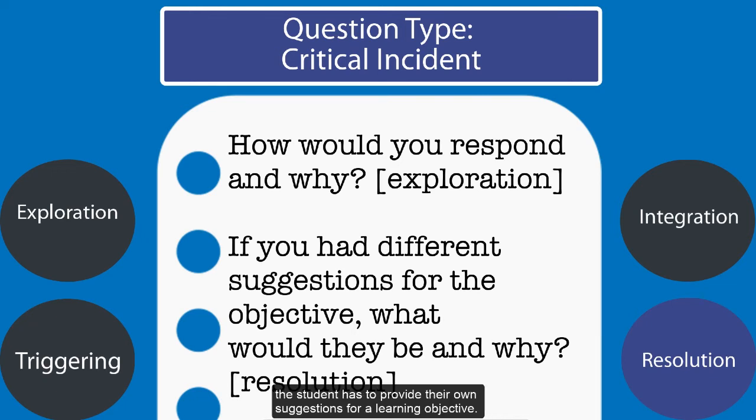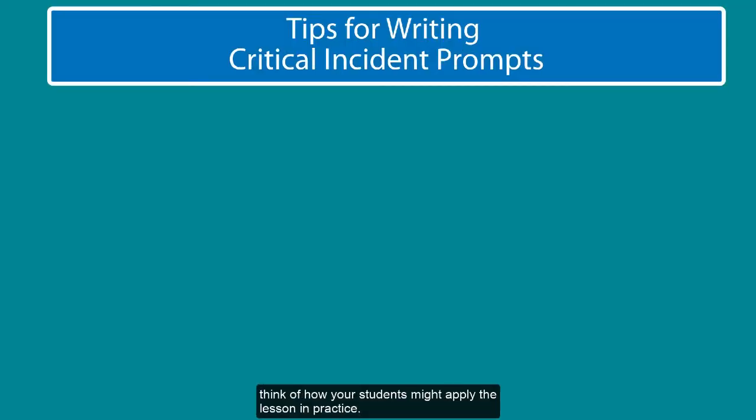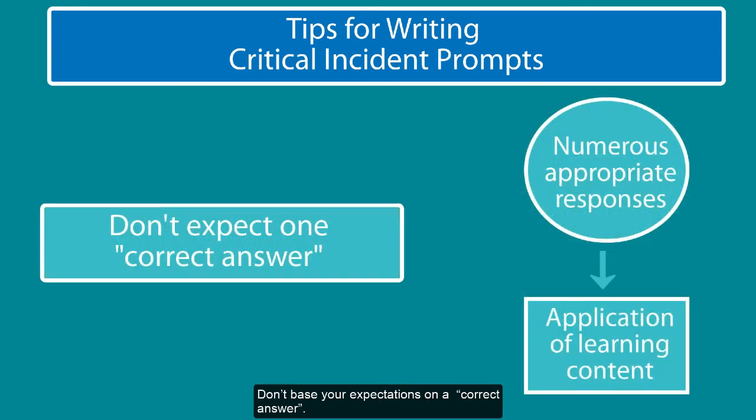The student has to provide their own suggestions for a learning objective. Here, the student must independently apply what they've learned, and there is no direct solution in the text or other learning materials. When constructing your own scenarios for critical incident prompts, think of how your students might apply the lesson in practice. You might think back to your own experience and how it relates to the topic. Don't base your expectations on a correct answer. Your questions should allow for numerous appropriate responses, but they should show application of the key points of the learning content.